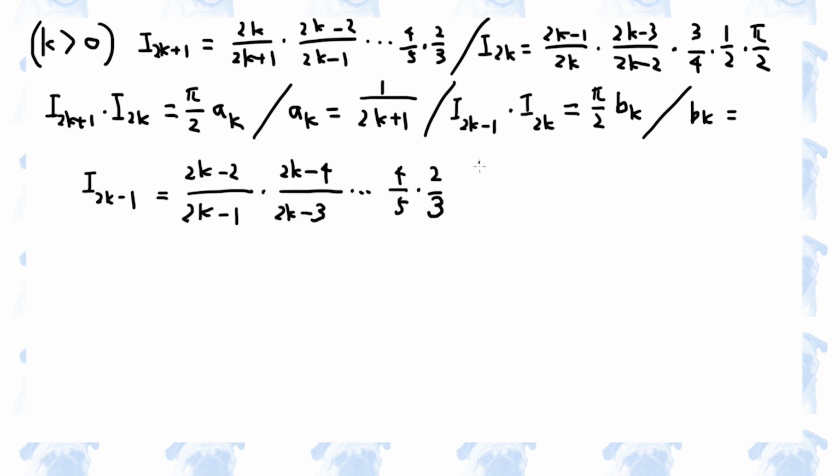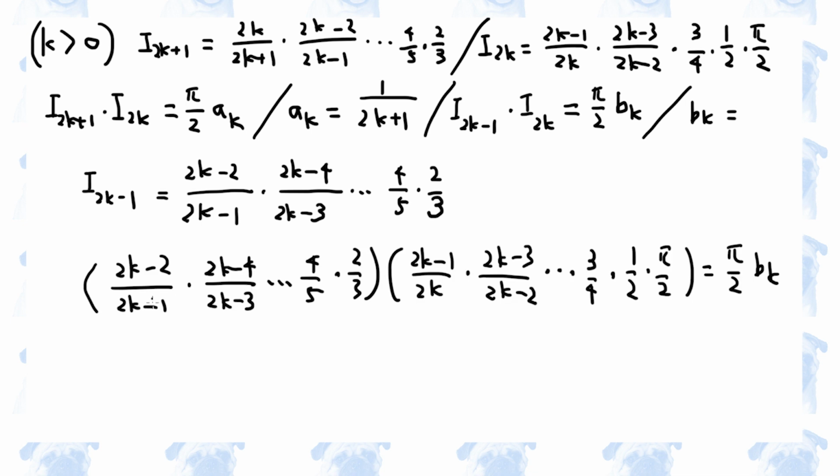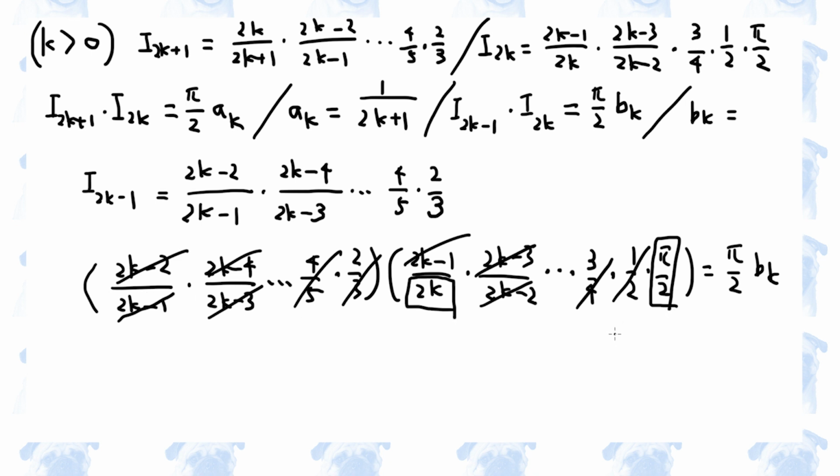I sub 2k minus 1 times I sub 2k. So once again we have reciprocals except for these two numbers. So we have pi over 2 times 1 over 2k equals pi over 2 times b sub k, meaning b sub k is equal to 1 over 2k.